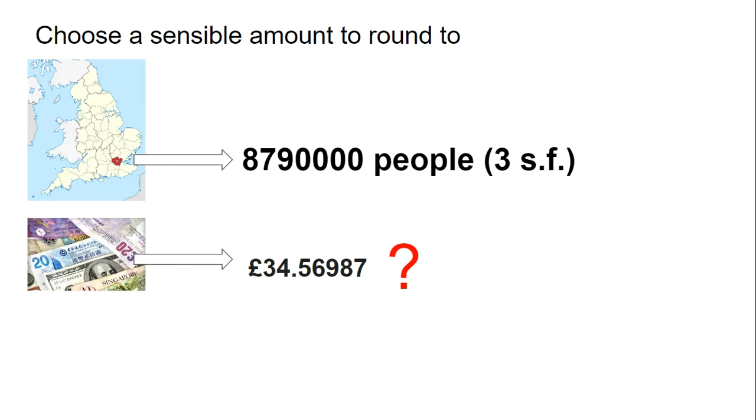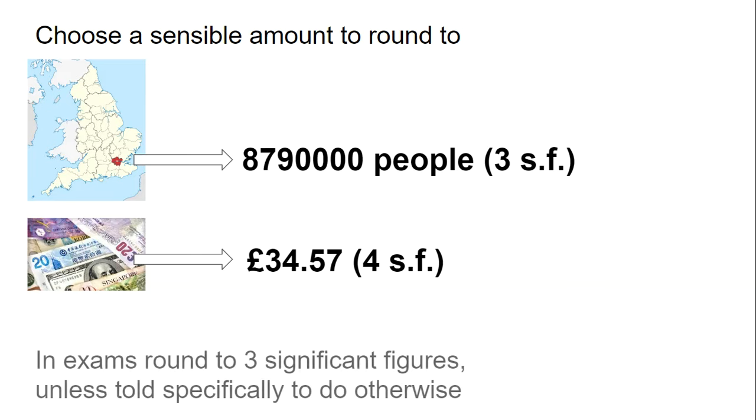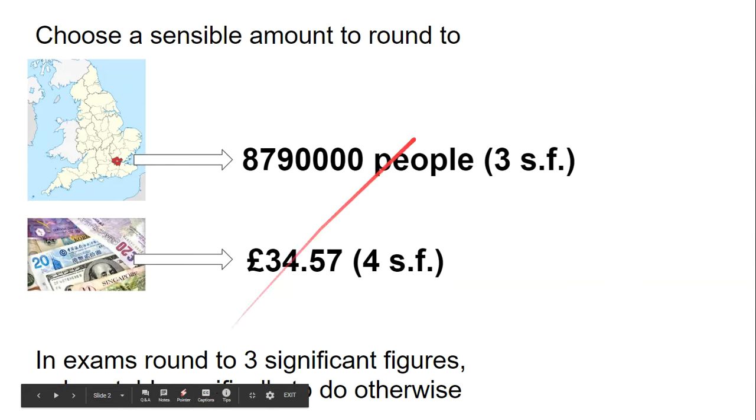It's going to have pounds and it's going to have pennies, but it's not going to have those 987 because that currency does not exist. So this rounding doesn't make sense. I will get rid of it and I will go for something sensible like 34.57, rounded to four significant figures. That said, in exams, always round to three significant figures unless you have been told specifically to do otherwise. So I'm particularly interested that you all master how to round to three significant figures.